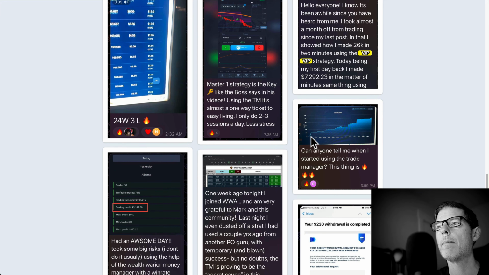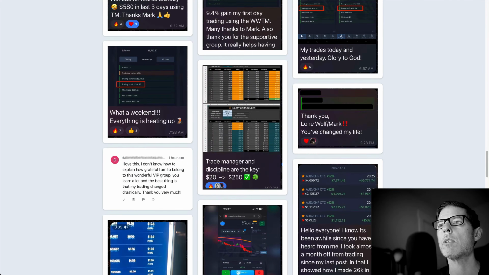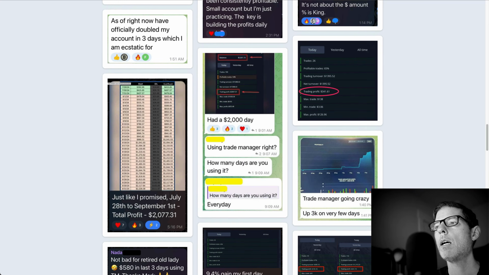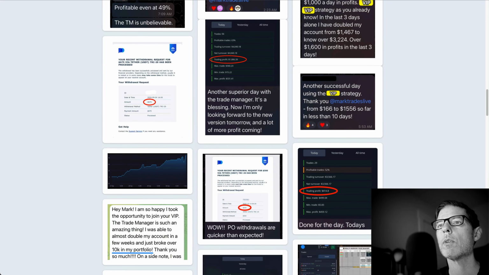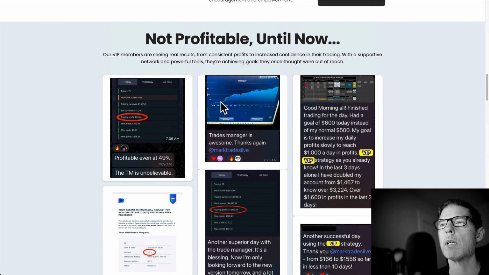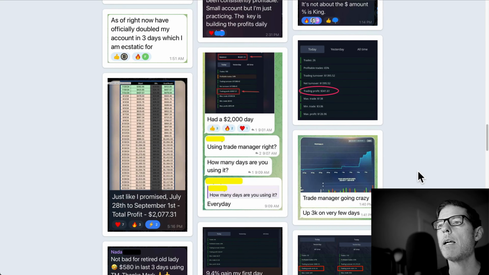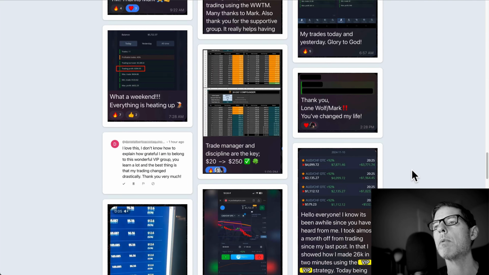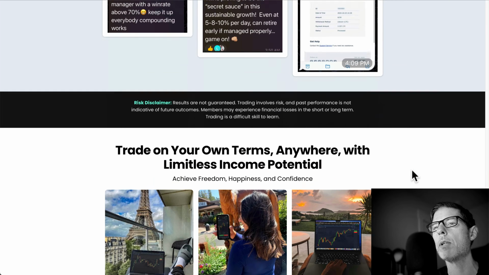Here's a screenshot. Just over the course of weeks and months, you can see the growth here. Look at that. I've got a few screenshots like this, by the way. Here's another one right here. Look at that. There are little dips, but you can see overall it just keeps going up. Here's another one. Trade Manager is awesome. Thanks again. So the results are here, guys, and I have many, many more that I will be posting on the website.